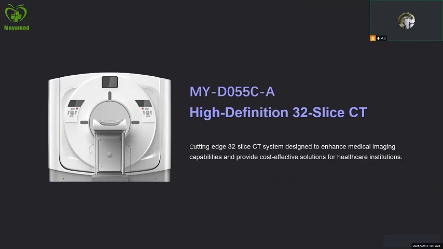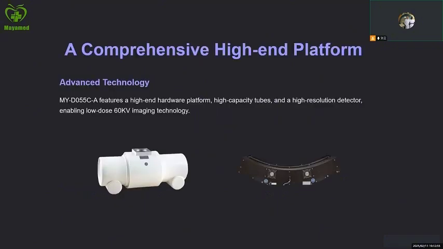After the 128 CT scan, I'm going to introduce you to the high definition 32 slice CT scan. It's also a very competitive product. It is a cutting edge 32 slice CT scan designed to enhance medical imaging capacities and provide a cost efficient solution for healthcare institutions, which is entry level but with advanced performance at this 32 slice level.